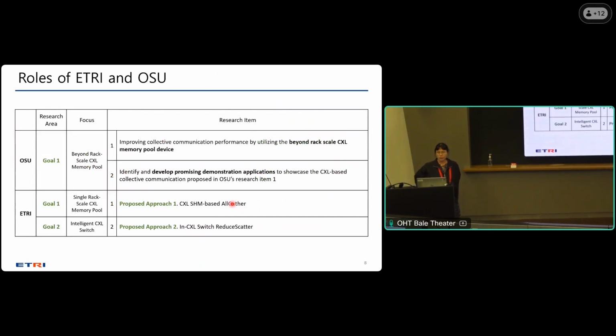So this table shows the roles of ETRI and OSU. ETRI focuses on research into a single rack scale CXL memory pool and the intelligent CXL switch, while OSU focuses on research beyond the rack scale CXL memory pool.